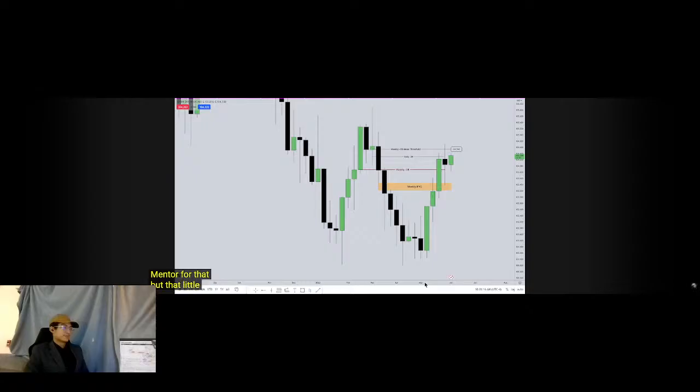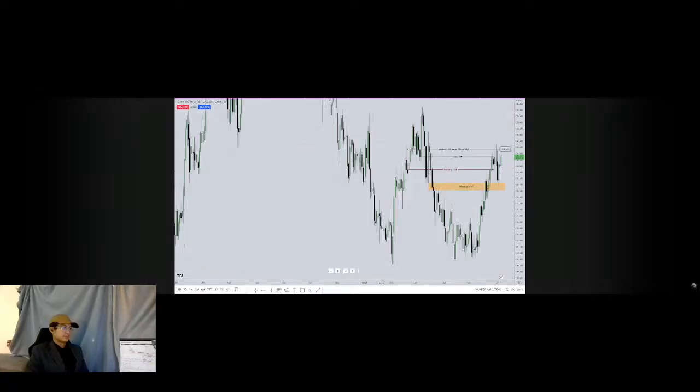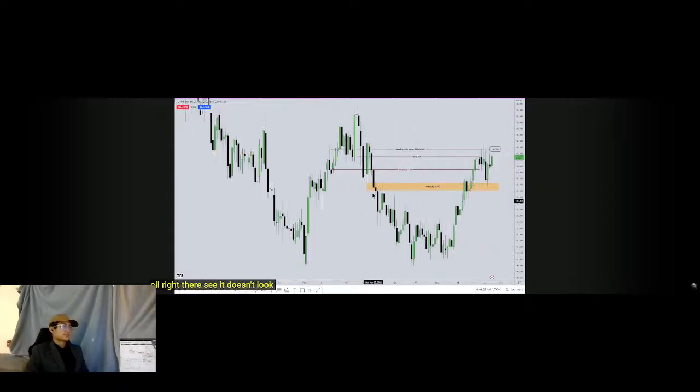But that little gap here is this segment. When we go down to the lower time frame daily chart, now you know what you're looking at. Right there. See, it doesn't look like a gap here because look what it's done. It passes back and forth, okay?